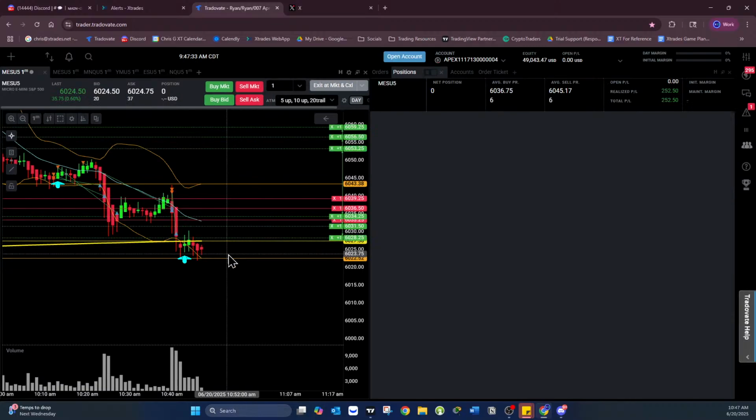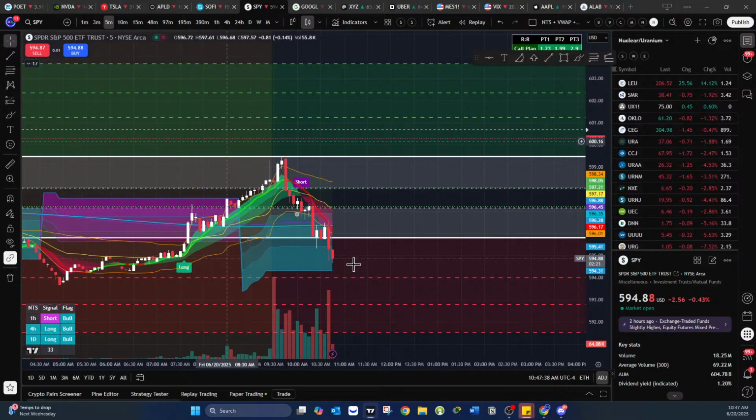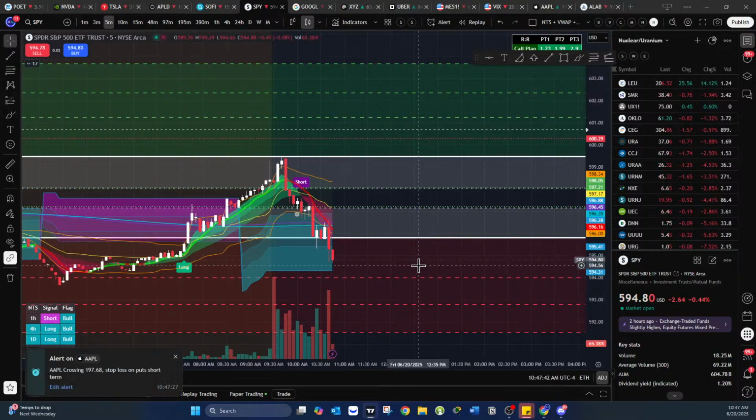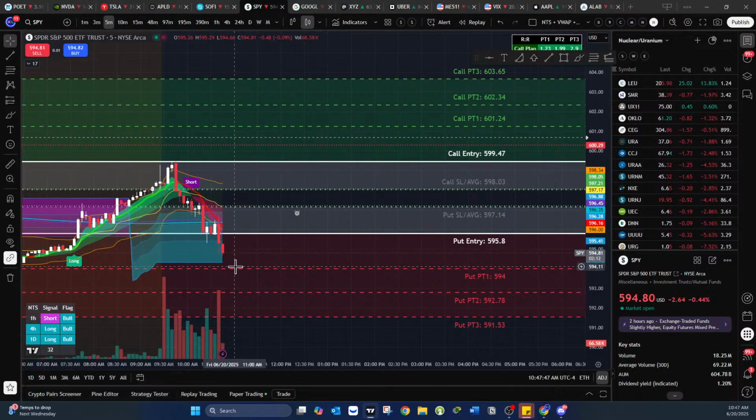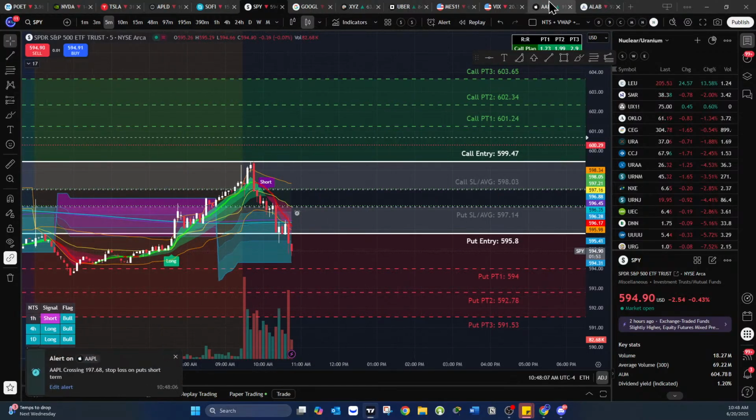All right, I'm getting a long signal here on SPY. But honestly, I didn't even get a chance to get into SPY puts, man. That sucks, but at least I got futures. And I did take Apple short again. It looks like we're headed to 594. SPY, new low on day. Yeah, puts must be printing hard. Yep, I think so too.